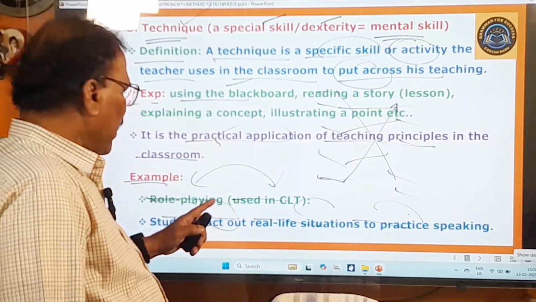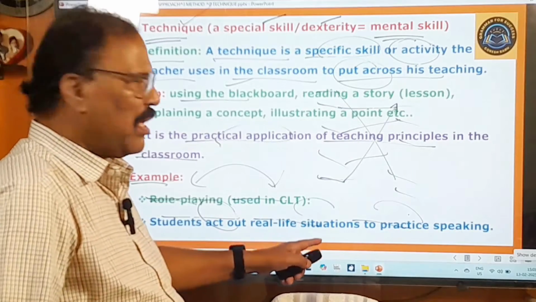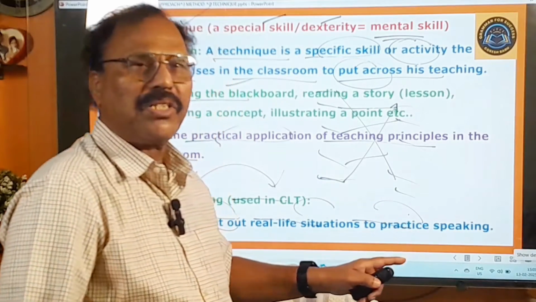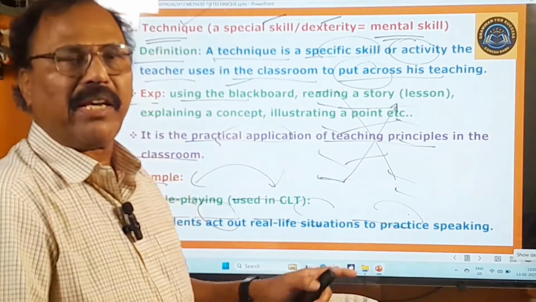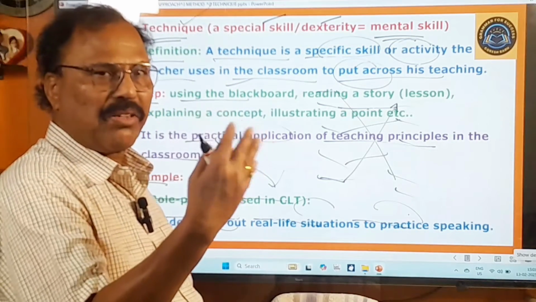Only by acting out real life situations can they pick up language very quickly, because that will give them ample practice in speaking. Speaking lo manchi practice avutundi.